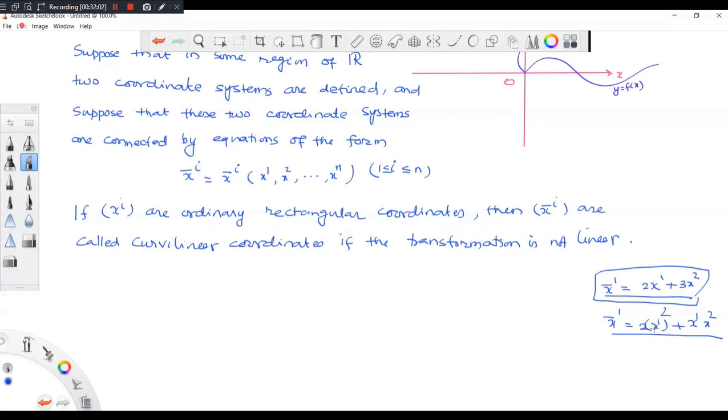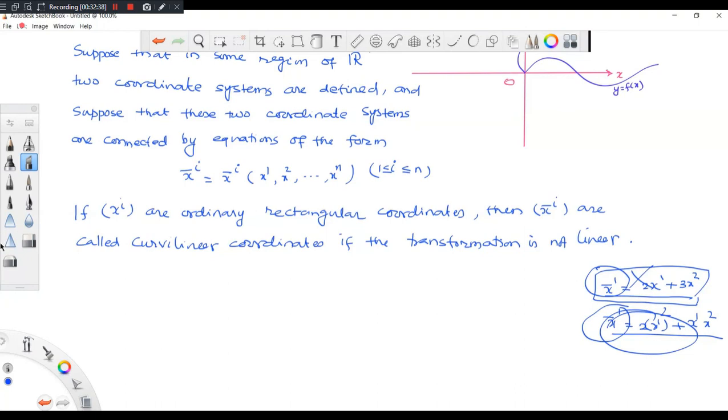Okay, but the coordinates are rectangular coordinates. So when you look at this coordinate system and this coordinate system, they are different. Here it is linear, here it is not linear. A transformation of this form, where you go from one coordinate system to another of this nature, we call a curvilinear coordinate system. So curvilinear coordinate system means of this type, not this type.